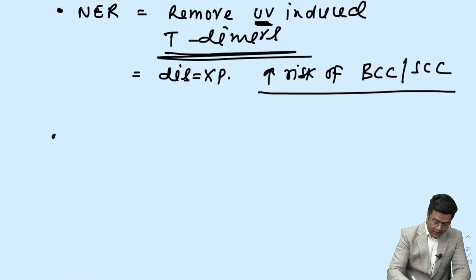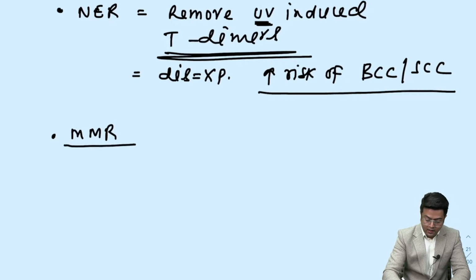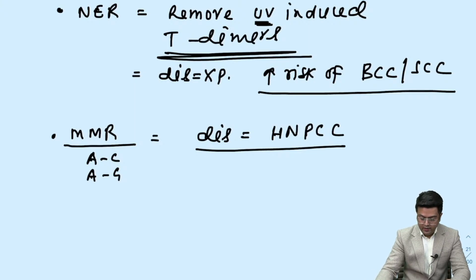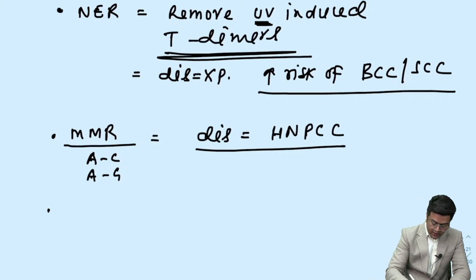Fine. Then guys, we have mismatch repair. What does a mismatch mean? When the A binds with the C or the A binds with the G, for example. That is called mismatch repair. So what is the name of the disorder? That is called hereditary non-polyposis colon cancer. Hereditary non-polyposis colon cancer.